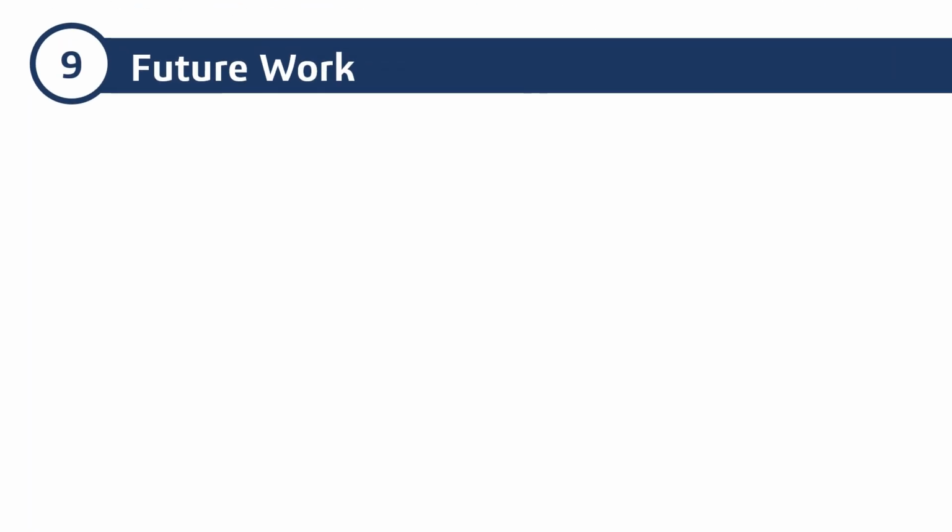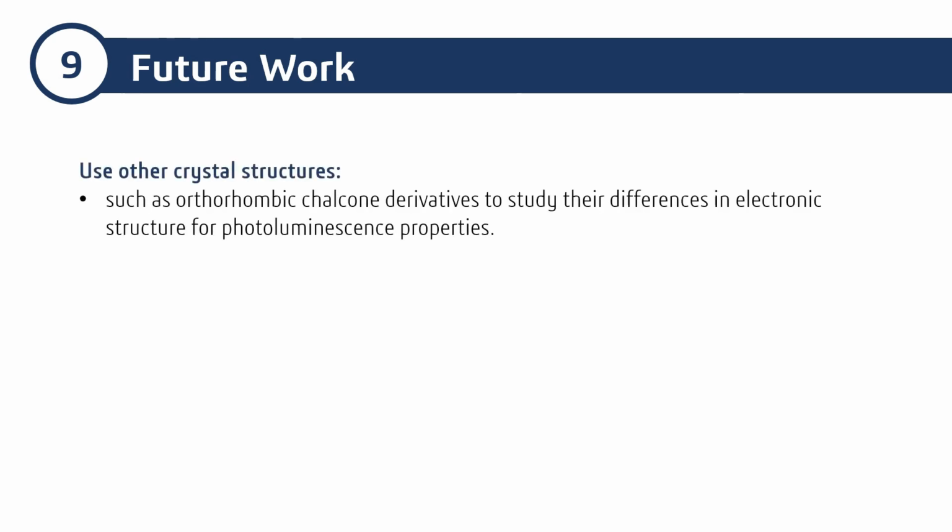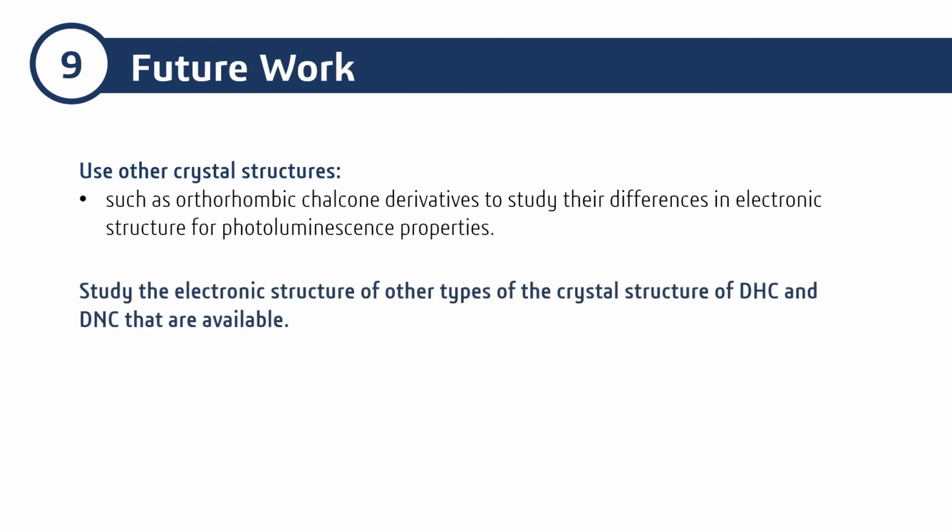Future work. For the future work, as in this study both chalcone derivatives are monoclinic crystal systems, it is recommended to use other crystal structures such as orthorhombic chalcone derivatives to study their differences in electronic structure for photoluminescent properties. It is also recommended to study the electronic structure of other types of crystal structures of DHC and DNC that are available.